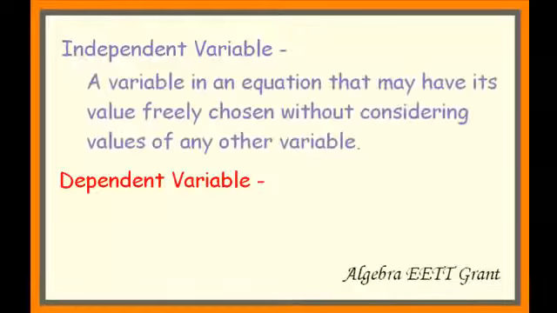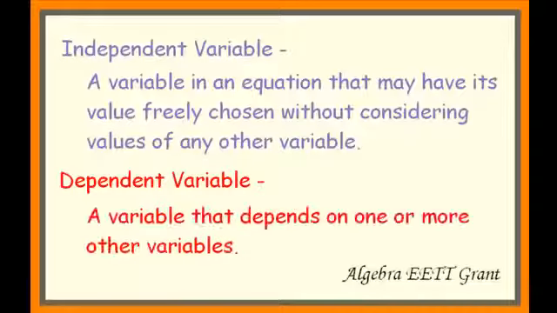What is it? Well, it is a variable in an equation that may have its value freely chosen without considering values of any other variable. A dependent variable is a variable that depends on one or more other variables. So what does all this mean? Well, let's talk about something like this.